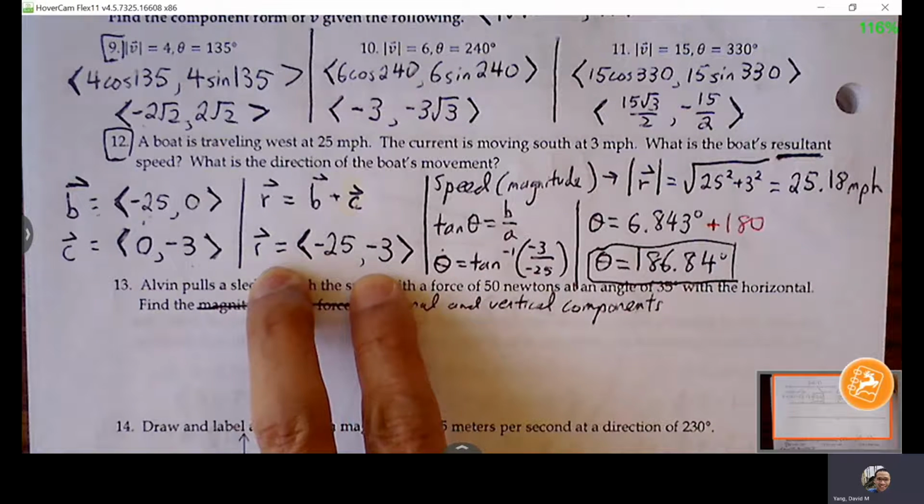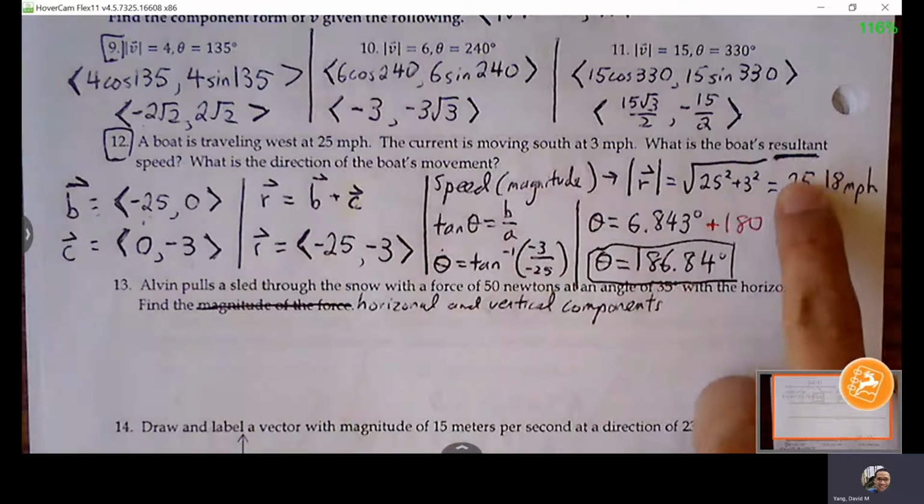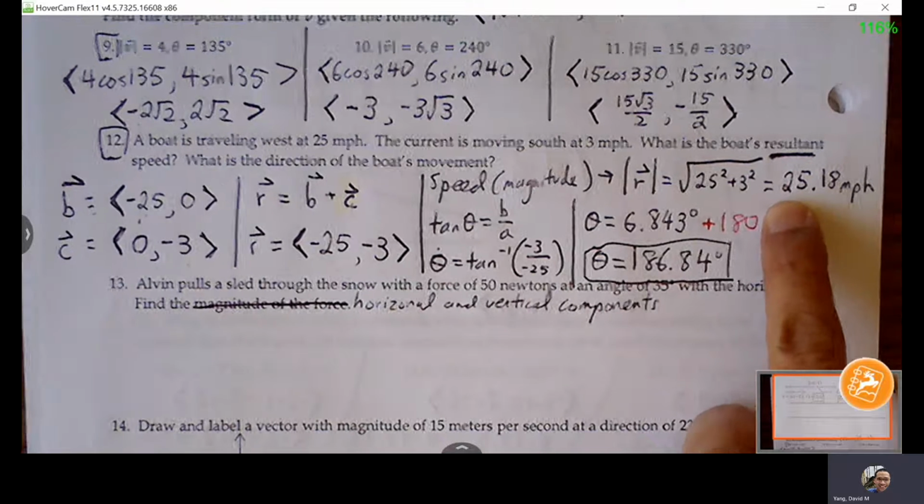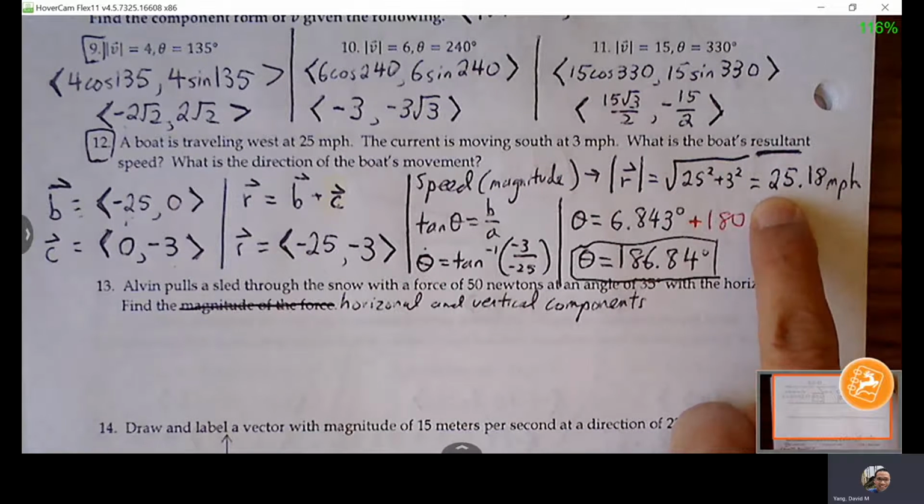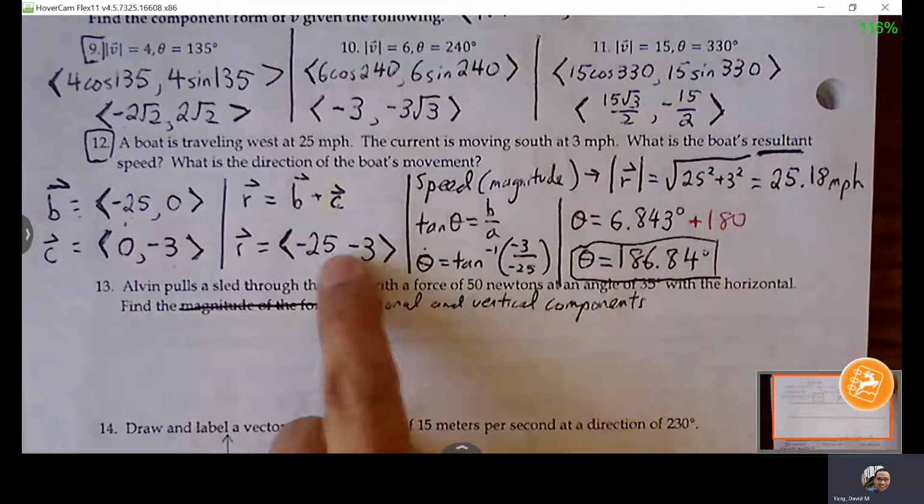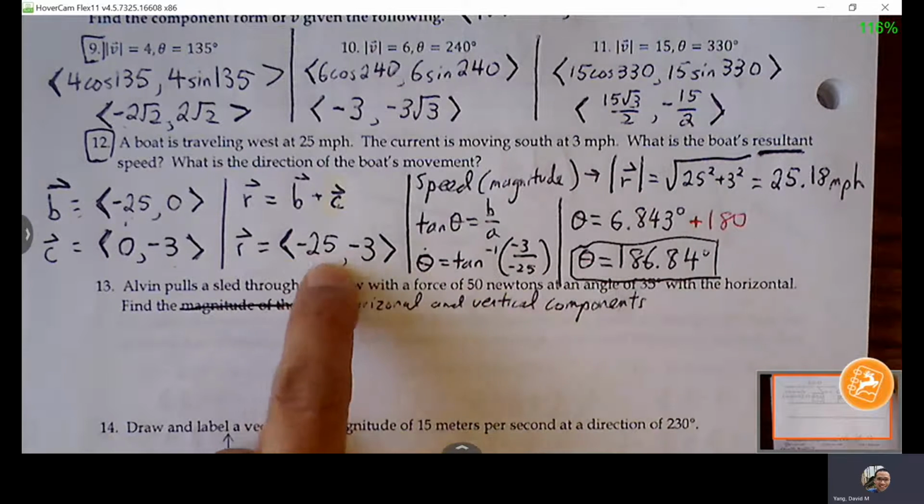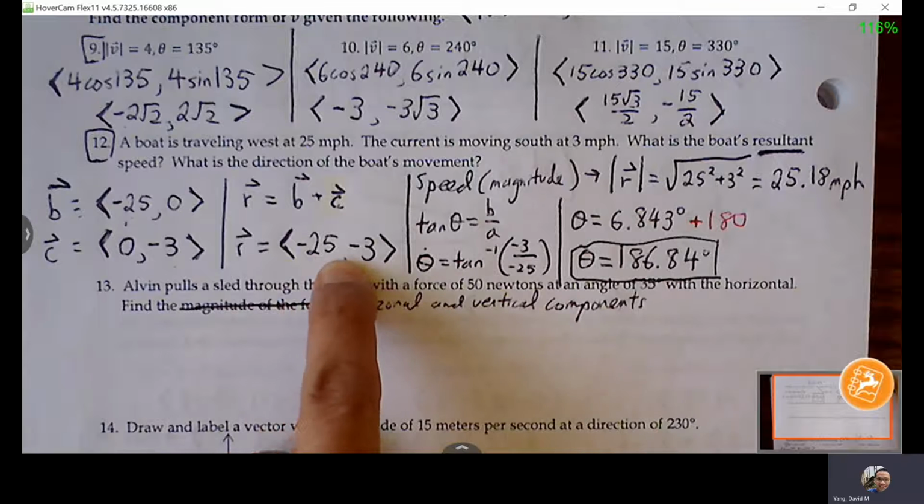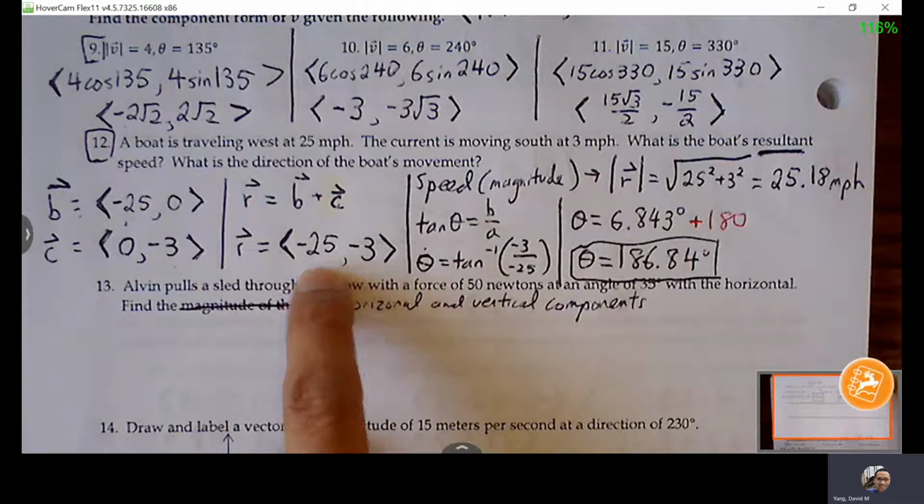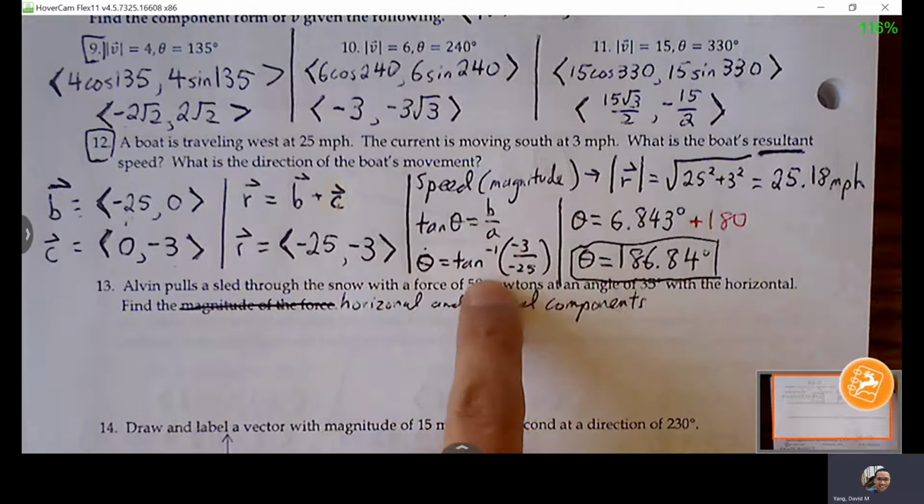Based off of the resultant vector, we're going to find the speed. Speed is just magnitude, so Pythagorean theorem, square root of a squared plus b squared. Direction is how we involve inverse tangent. But again, keep in mind that you're paying attention to where that vector is headed. Is it pointing in the first, second, third, or fourth quadrant? That's going to help you determine whether you need to do anything to your initial reference angle.